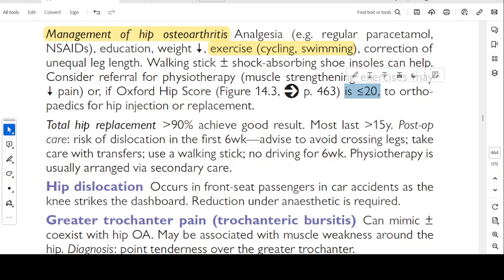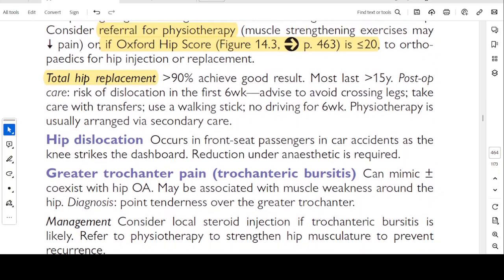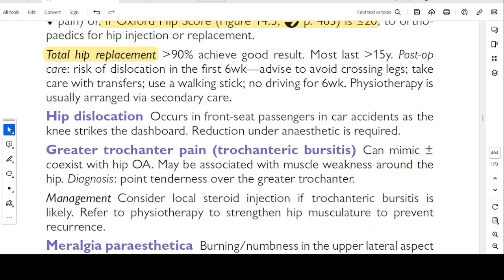If the hip score is less than 20, it means it is severe. Refer for physiotherapy for muscle strengthening exercises, and if the Oxford hip score is less than 20, then refer to orthopedics for hip injection or replacement. Total hip replacement: more than 90% achieve a good result. Most last more than 15 years.